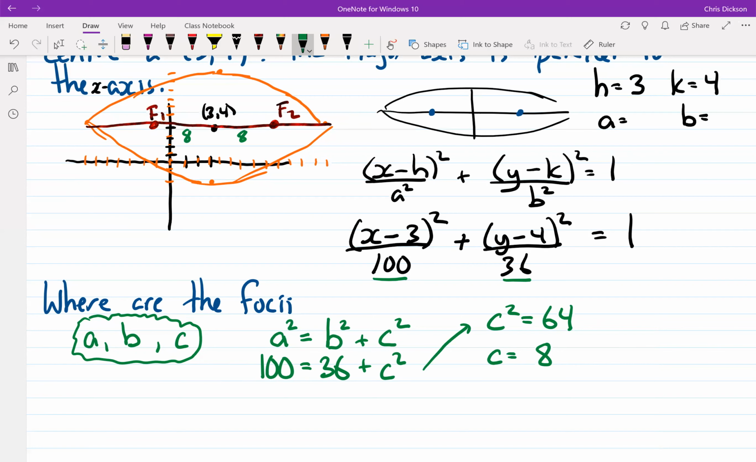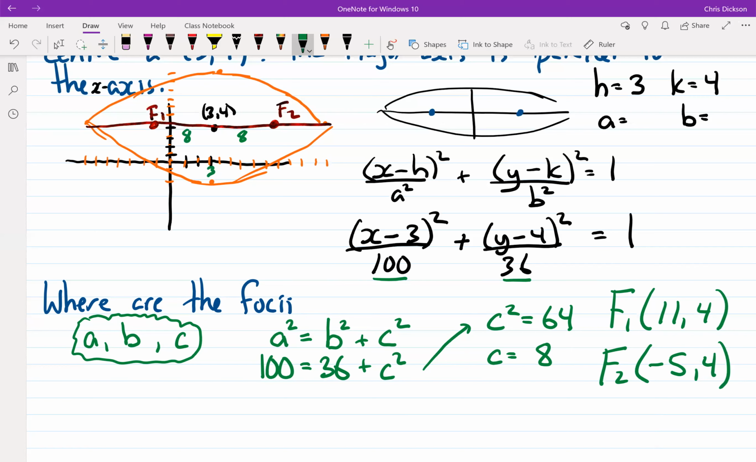Now notice you're starting at 3 here. So one of the foci, called F1, is going to be 8 units over from 3, so that'd be 11, but it'd be the same height as the center, which is 4. And then foci number 2 would be 8 units the other way, so that would be 3 minus 8, which is -5, comma 4.